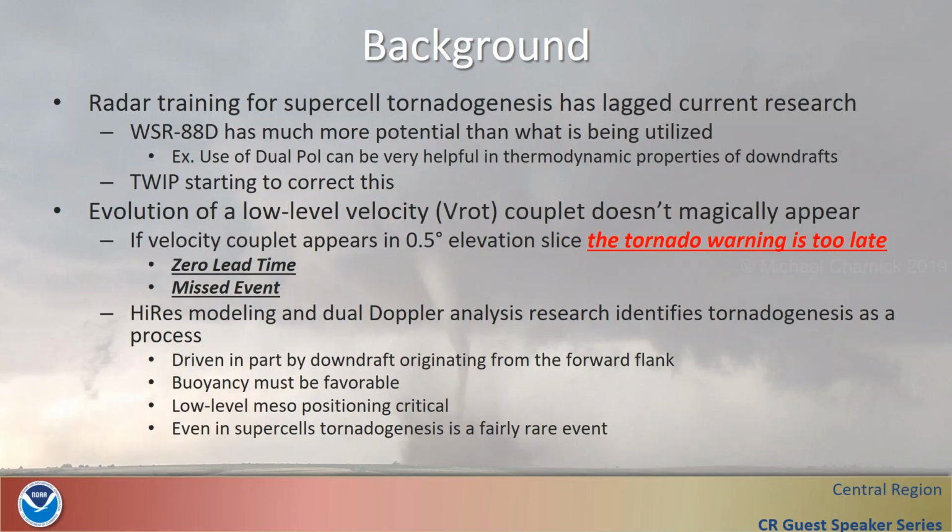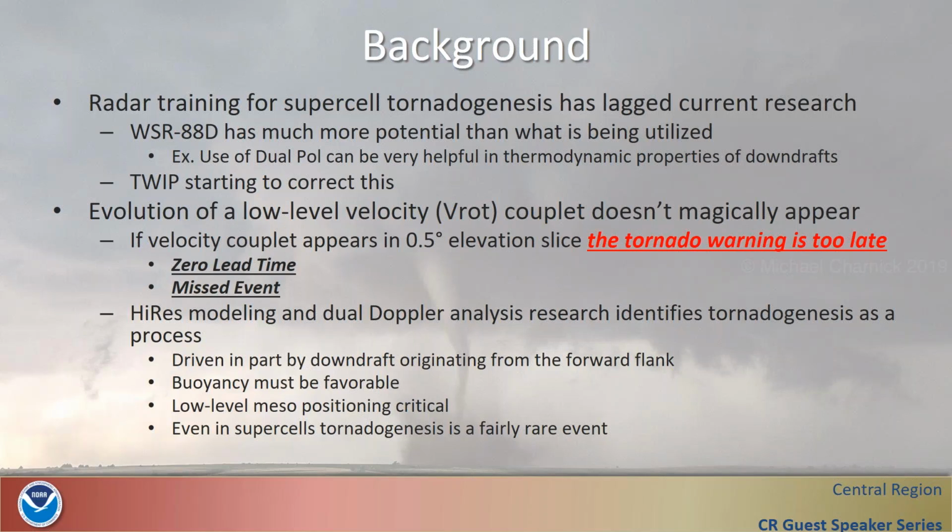Some of these signatures we've been trained on, again, aren't just magical. There's a process to getting them to be viewed. So again, in general, research has told us that tornado genesis is driven in part by a downdraft, which originates from the forward flank. For those of us who have been around a long time, we always used to hear primarily about the rear flank downdraft. Well, latest research suggests that the downdraft is actually originating from the forward flank or somewhere in that interface.